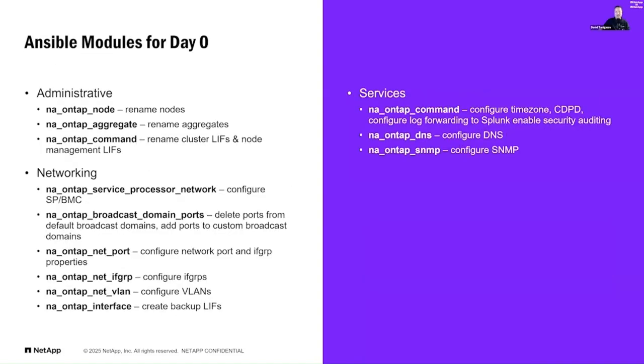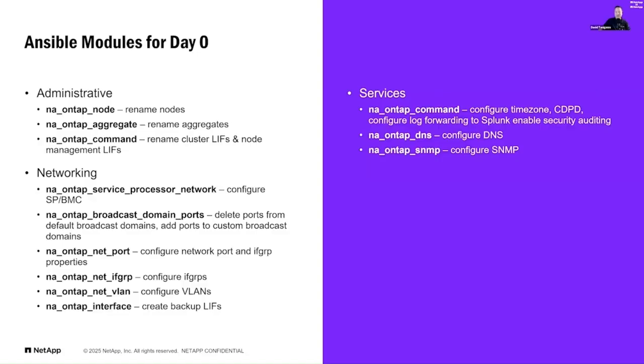So our Day Zero build playbooks, these are the Ansible modules that we use with those. These are not necessarily in the order that items are executed, but they're just kind of grouped logically by type here. Basically, our Day Zero build playbooks primarily address establishing our standard naming conventions for nodes, aggregates, and LIFs, configuring network port properties, configuring our backup or intercluster LIFs, our ifgroups, our VLANs, and custom broadcast domains. And then also setting up key services like SNMP, DNS, log forwarding, and things of that nature.